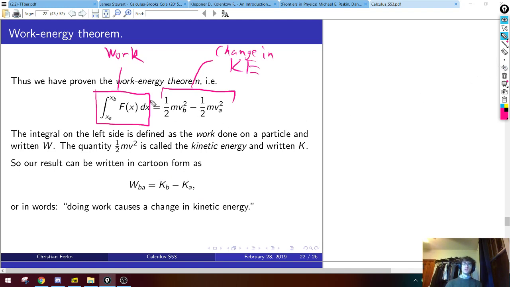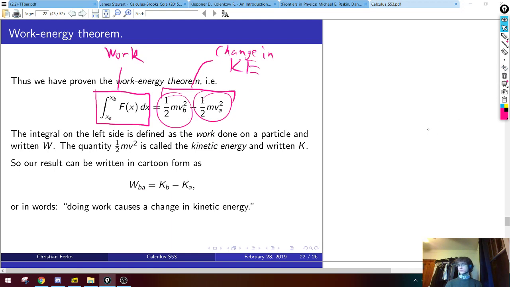So in cartoon form, where all of the integrals are hidden, this is sometimes written as W sub BA, which means the work done between a final point B and initial point A is KB, the kinetic energy at B, minus KA, the kinetic energy at A. So doing work leads to a change in kinetic energy. That's the theorem. It's no magic, it's just an integral. Okay, questions on that before I give you an example?